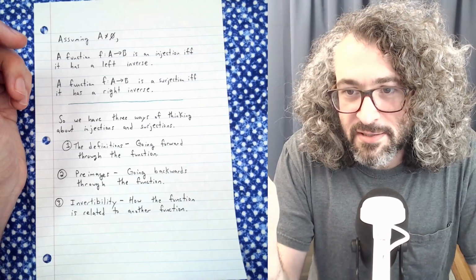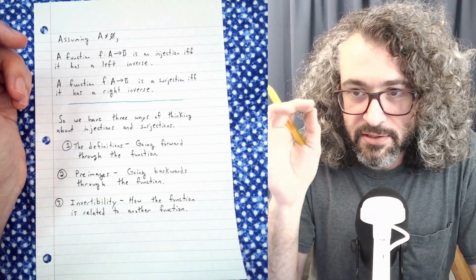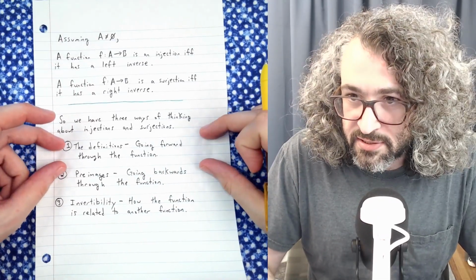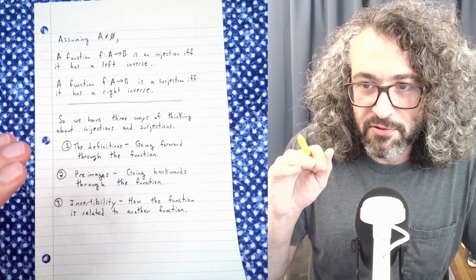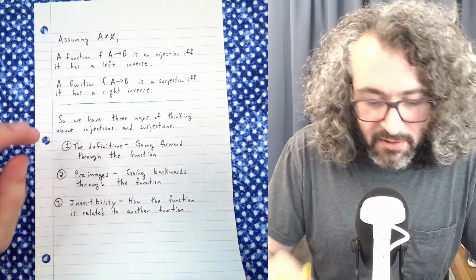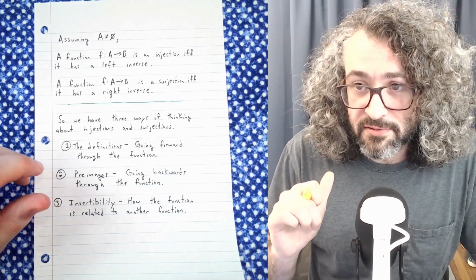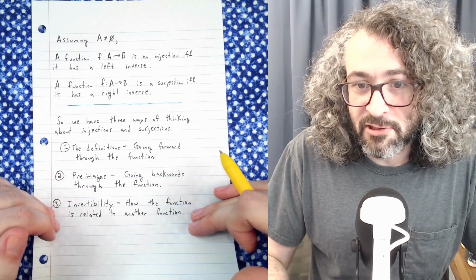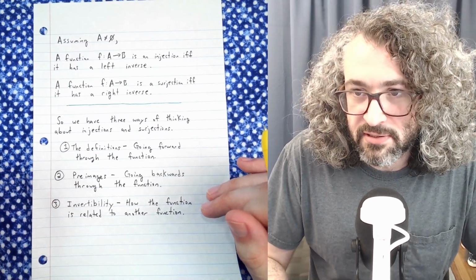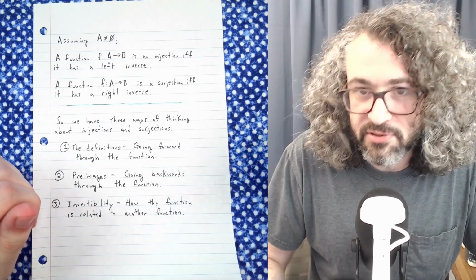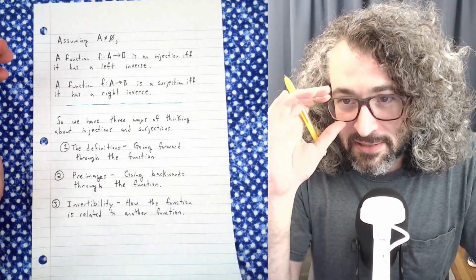Okay, so let me summarize the point of all this. So now you've got three ways of thinking about injections and surjections. You've got the definitions. If you look at the definitions, they're saying something about what happens when you go through the function in the forward direction. You've got preimages, so that's when you want to think about going backwards through the function. And then you've got invertibility, so that's like thinking, given this function, how is it related to some other function? Like, does it have a left inverse? Does it have a right inverse? So there you have it. That's what I wanted to say about injections and surjections.